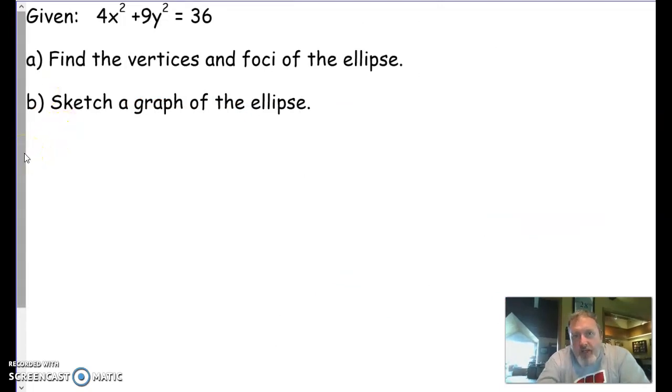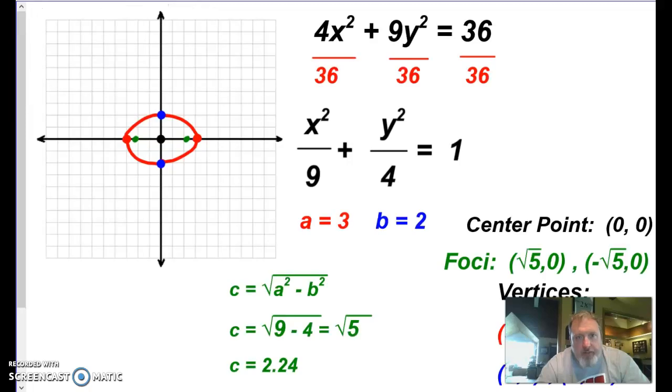All right, so now we have one that's not quite in the right form yet. So you see we have 4x squared plus 9y squared equals 36. If this was a circle, both of these numbers would be the same, so that when we divided, we get x squared plus y squared. Since they're not, we're going to divide by 36, and you'll see what happens here momentarily. So we're going to find the vertices and foci of this ellipse, and then we're going to sketch a graph. We'll do that on the next slide.